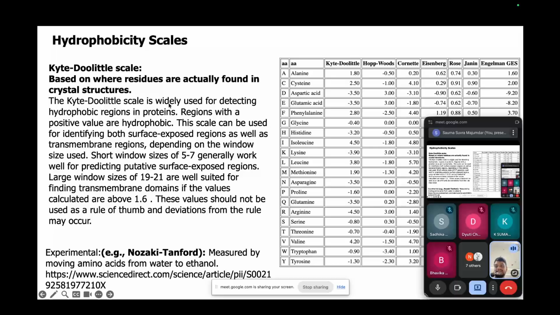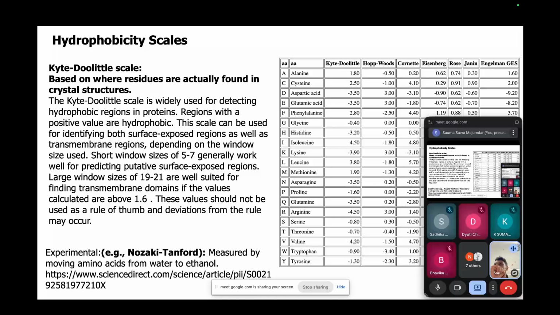One is named after Professor Michael as well, so there is one there too. I'll not be discussing that, but this is another scale, which is the Kyte-Doolittle scale. This is based on where the residues are found in the crystalline structures. If you do not have crystalline structures of a protein, the more crystalline structures you have of proteins, the better the scores that can be derived.